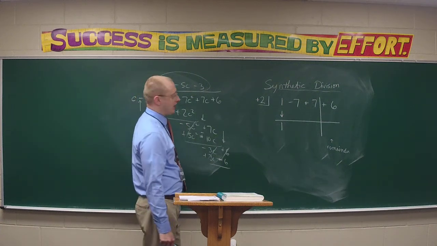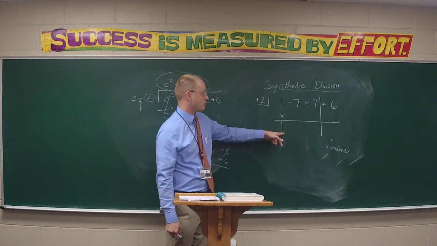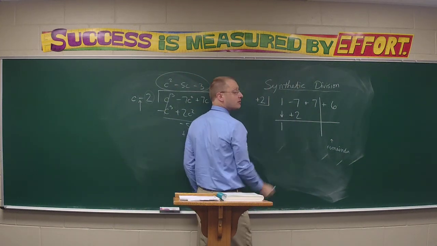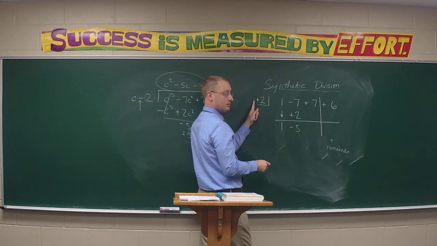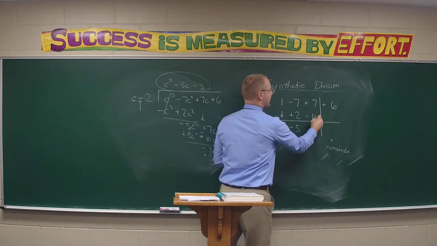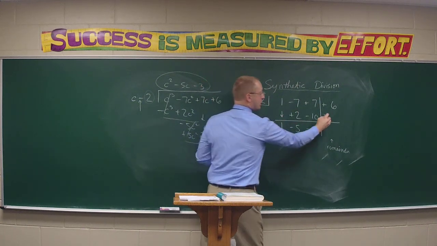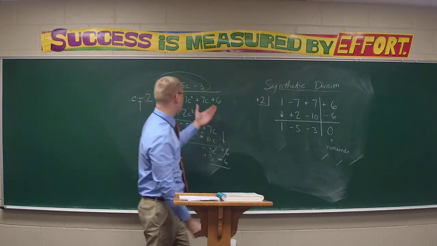And what do we multiply? You're going to multiply these 2 numbers together. You're going to multiply by the half box. Here, class, 1 times 2, 2. And then we're going to add to get -5. Then we're going to multiply. -10, then we're going to add. -3, then we're going to multiply. Then we're going to add. Oh, yay, a 0 remainder. Well, we already knew we'd get a 0 remainder.